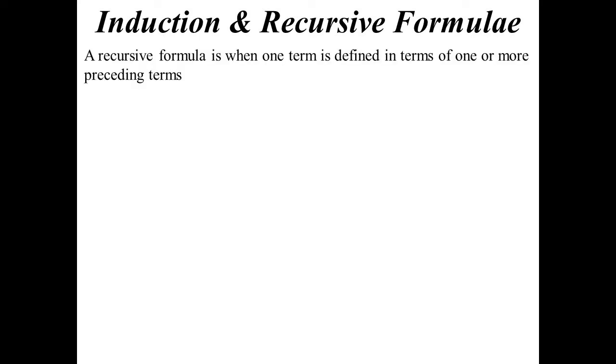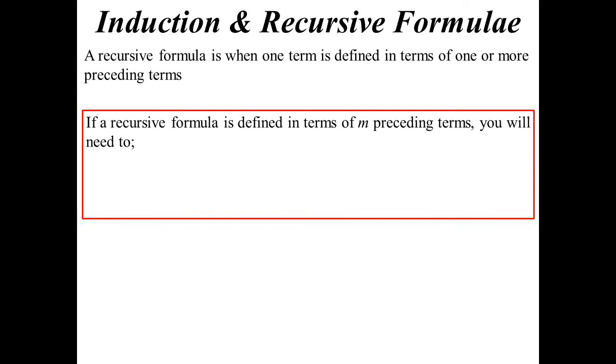All right, so recursive formula, if you recall, we looked at it back in series and sequences, that's where you get one term by using previous terms, and there's some formula that will link it for you. If a recursive formula is defined with m preceding terms, so it might be the previous 4 terms, 2 terms, whatever, then you'll need to prove true for the first m terms. So if the formula uses 1 term, you only need to prove it true for the first term. But if the formula uses the 2 previous terms, then you need to assume it's true for the first 2 terms, and so on and so on.